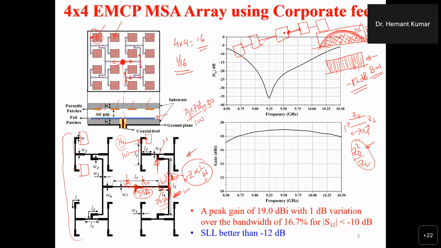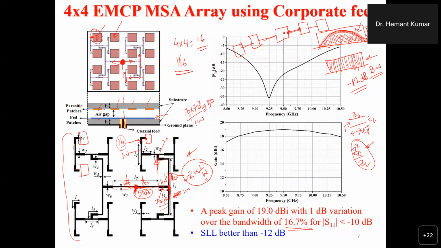So the input will be given at the center, and the power will be divided equally among all the elements. And these are the results. If you see the results of this 4 by 4 EMCP microstrip antenna array, you will see the bandwidth is approximately the same that we were getting. In this case, we can say the bandwidth is approximately 17% using this 4 by 4 EMCP array.